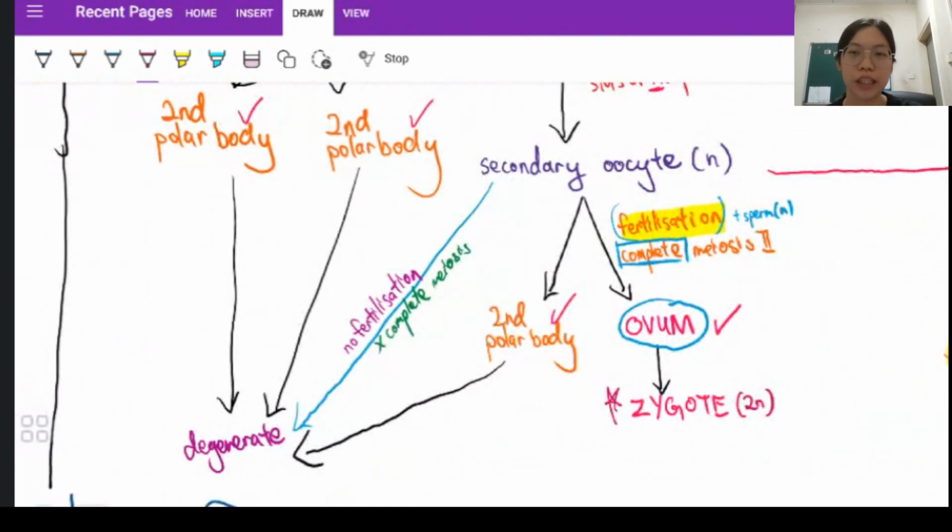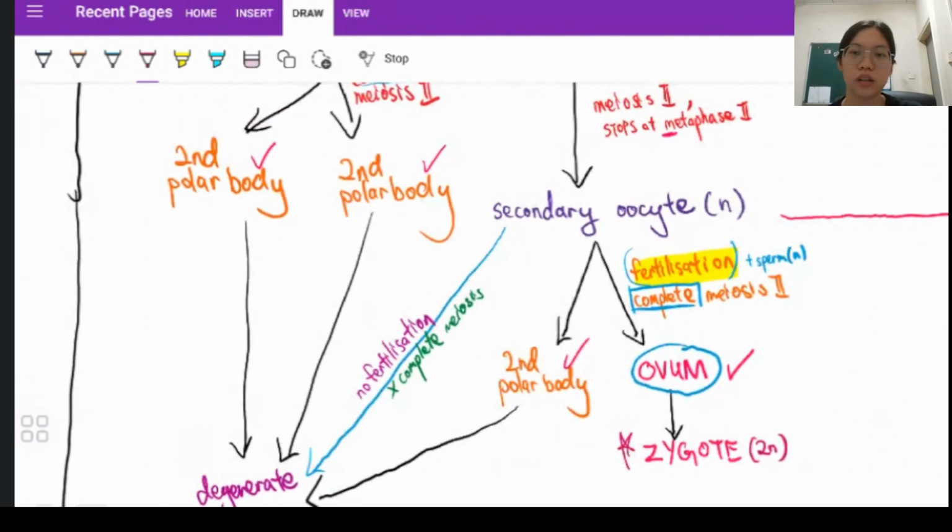And if no fertilization occurs, the secondary oocyte will not complete meiosis II, so it will degenerate in the end.